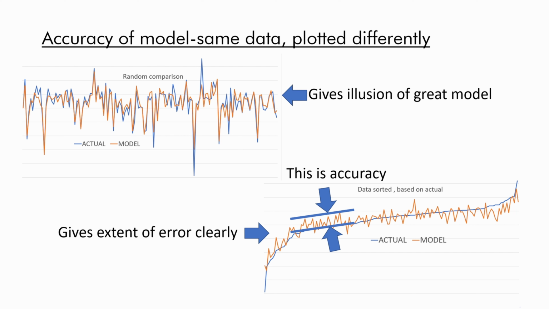You can see that the blue line is the actual data and the other color is the model predicted data, and here you can see the extent of error that the model has. The highest amount of error is called the accuracy, not the lowest, because whenever you use the model, you will know that this is the maximum error the model can have, and therefore that is the accuracy practically defined.